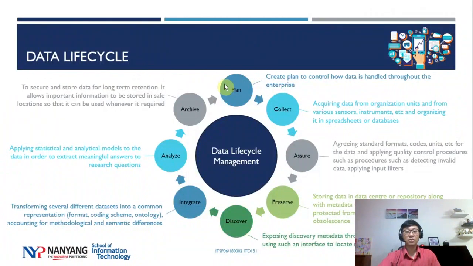Then next, you need to collect the data. How are you going to acquire the data from the organizations? It could come from the organization, or it could also come from some IoT devices, Internet of Things, the sensors, or any other equipment which you have deployed in the field, and they have been feeding data to you. So you need to know how to collect this data, and then organize it into a spreadsheet or database.